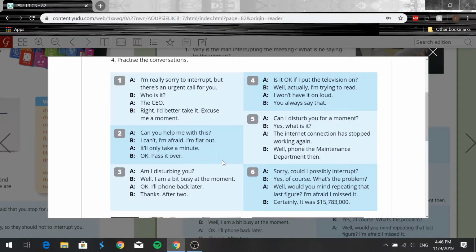Can I disturb you for a moment? Yes. What is it? The internet connection has stopped working again. Well, phone the maintenance department then.